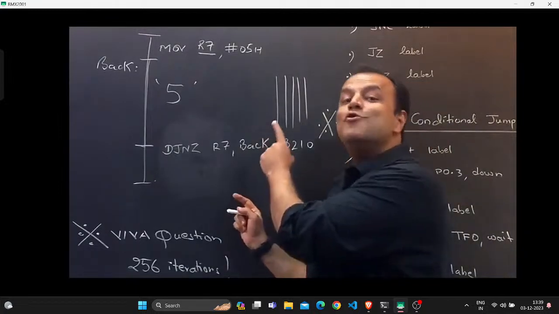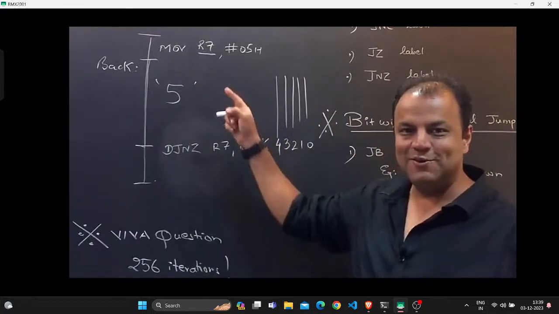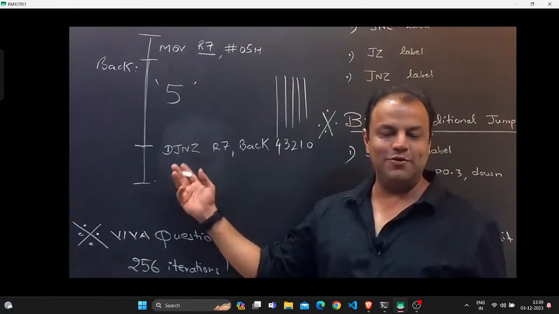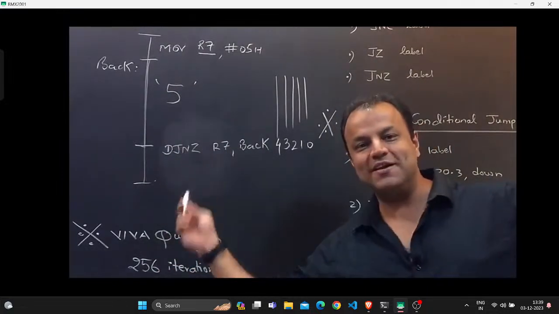I said decrement and jump if not 0. But it has become 0. It will not jump to back. If it will not jump, then what will it do? Just sit there? No, it will go to the next instruction. By default, program goes to the next instruction. That means it will do your iterations and come out.